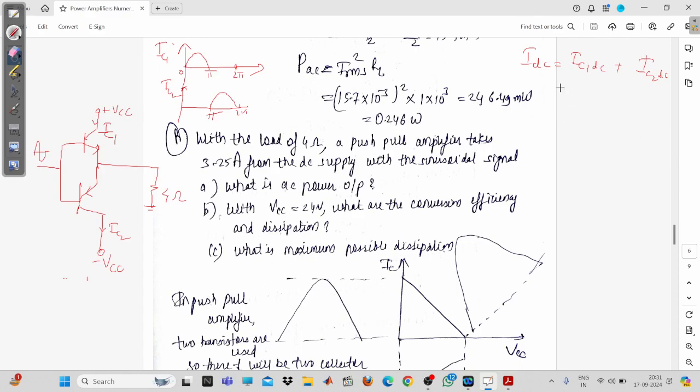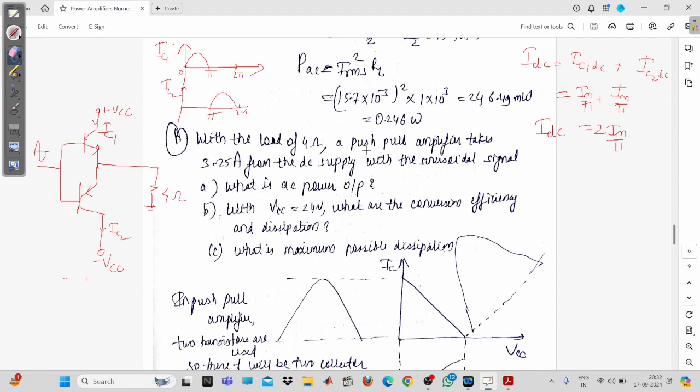If you want to calculate the DC of it, that one will be Im by pi, and this is Im by pi. So this is 2 Im by pi we have obtained. This is the IDC we can say. Fine. So now what has been asked, I think the AC power output has been asked.